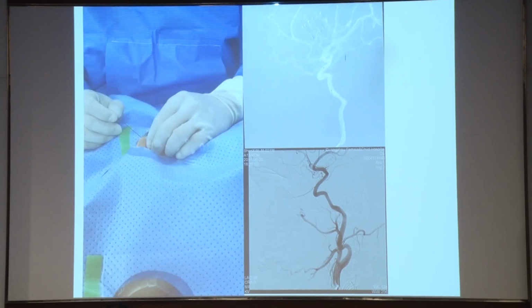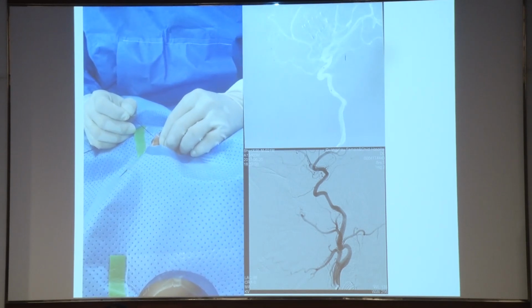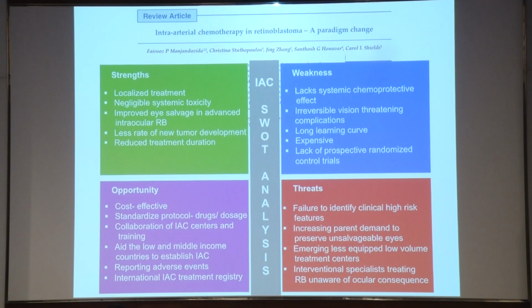And this is my interventional neuroradiologist. What we do is assess the situation, plan the drugs, whether it is single drug, double drug or triple drug therapy, and then the dosages. The entire technique is done by a neurosurgeon. This was a review article that we recently published in the Indian Journal of Ophthalmology.